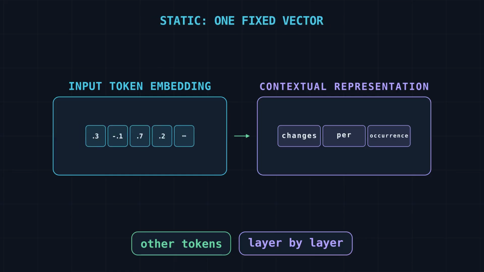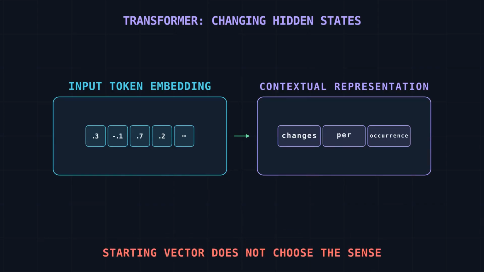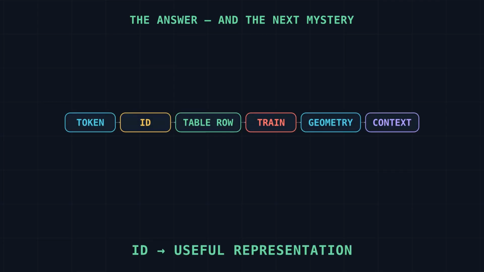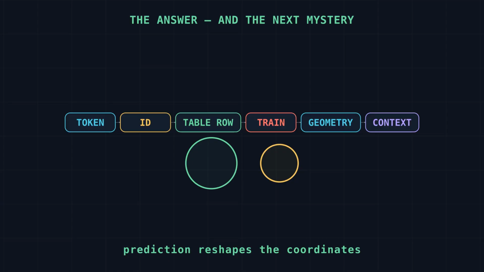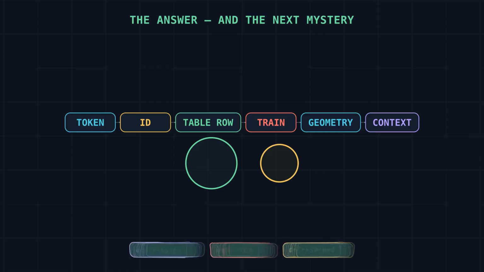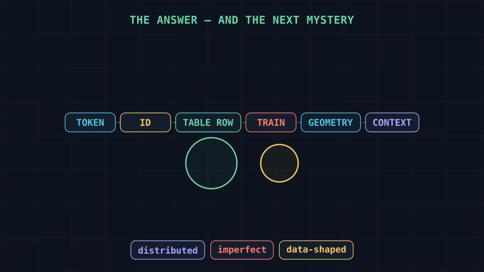Classic static word embeddings assign one fixed vector to a vocabulary item. Transformer models create changing hidden states for each occurrence as information moves through the layers. The starting embedding does not choose the correct sense alone. It gives the token a learned place to begin. Now, the route from ID to meaning is visible. The tokenizer produces an arbitrary integer. That integer selects one row in an embedding table. Training adjusts the row with the rest of the model until its coordinates help prediction. The resulting space can carry useful neighborhoods and directions, but its dimensions are distributed, imperfect, and shaped by the data.